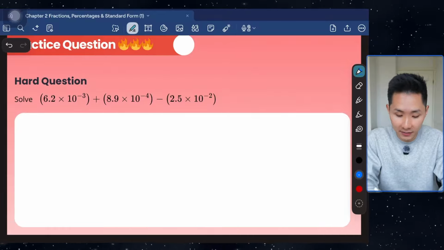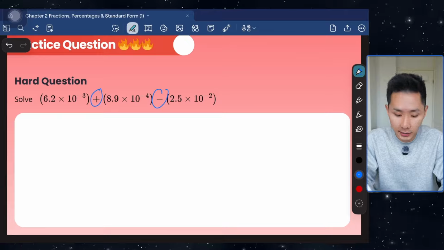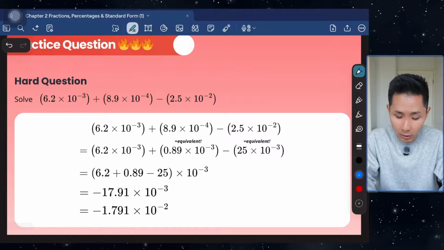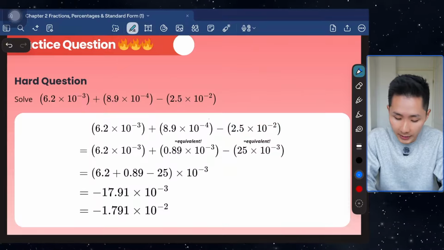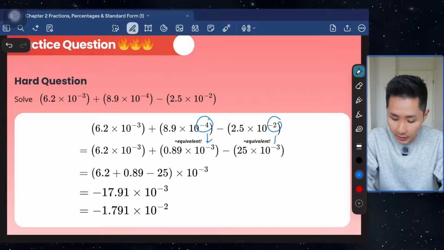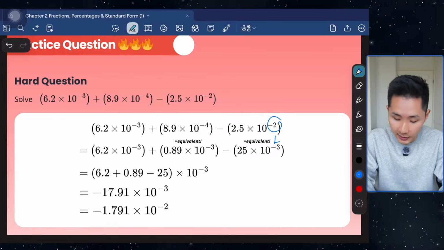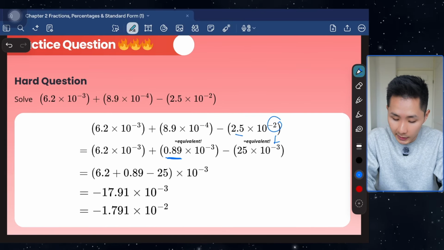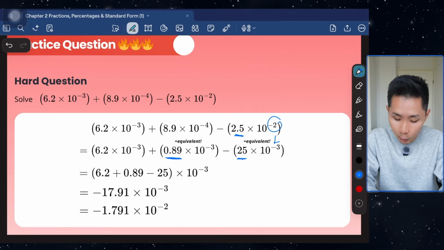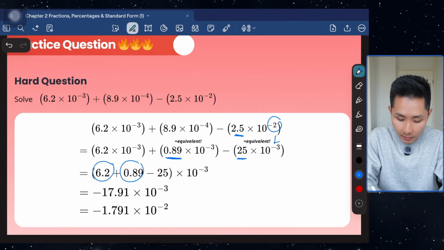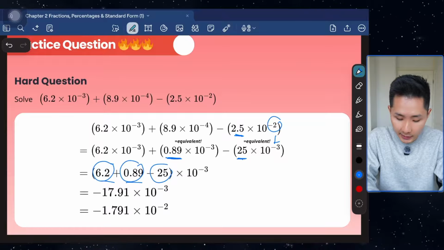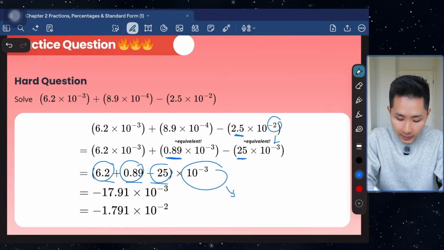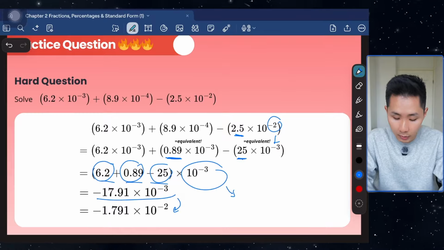Well, hard question. So in this case, we have addition and subtraction. Again, the goal is first to make the power the same. So in this case here, you can actually change the power to any one that you like. For me, in this question, I decide to change this into negative 3 and this into negative 3 as well. So to convert this into 10 to the power of negative 3, I do have to make this a little bit smaller. Whereas for this, it's the opposite. I'll make it a little bit bigger. So once you have done that, you can just deal with the numbers separately. 6.2 plus 0.89 minus 25, multiplied by the same standard form. And once you've done that, convert it back into a proper standard form.